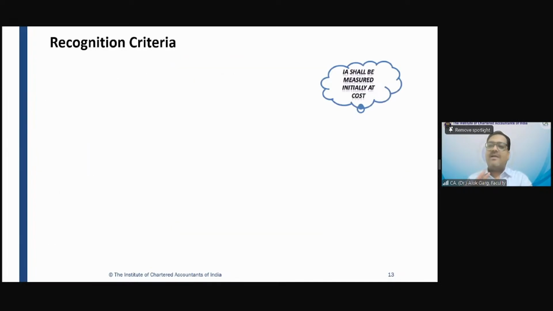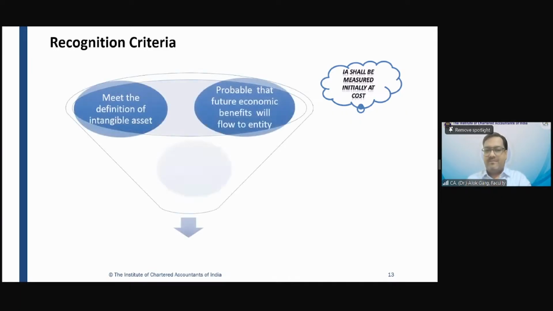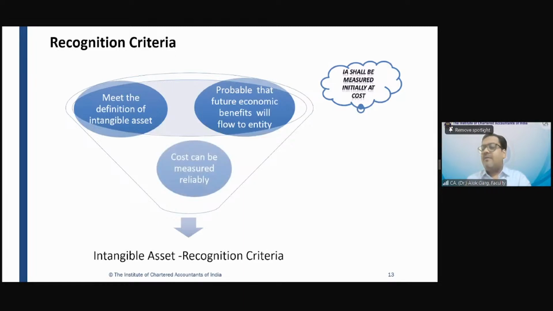Now coming to the recognition criteria. We understood the definition of intangible asset: intangible assets are identifiable, non-monetary assets without physical substance. An intangible asset will be recognized when conditions are satisfied. What are the two conditions? Future economic benefits should be probable and cost can be measured reliably.